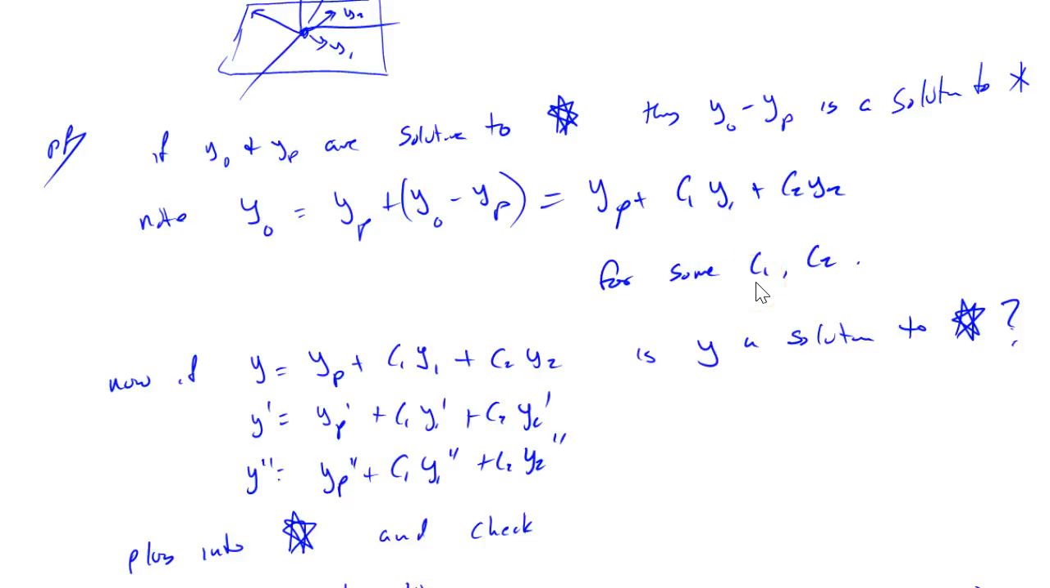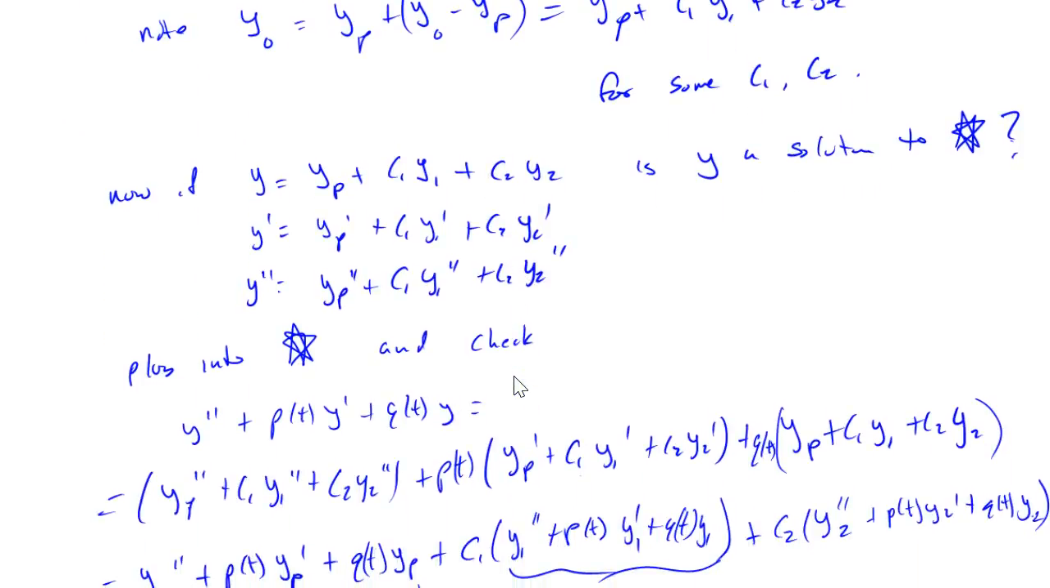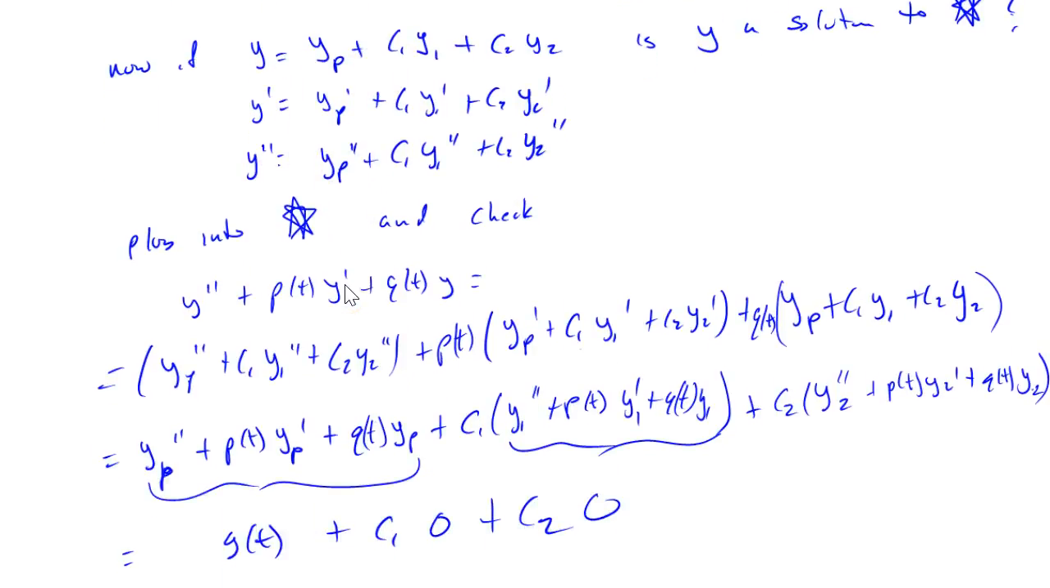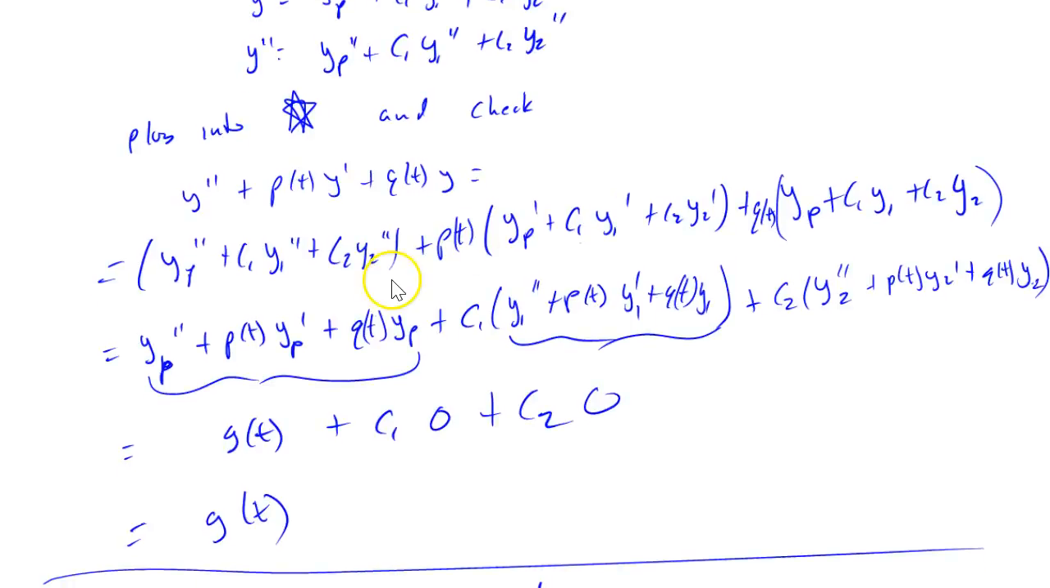Okay. Now going the other way, if I've got something that looks like this, some particular solution of the non-homogeneous equation plus something from the general solution of the homogeneous equation, is that a solution to the non-homogeneous equation? I'm going to find out. I'm going to take the derivative, take the second derivative, and plug them into the left-hand side. There we go. We've got them plugged in, and then we multiply and recombine.